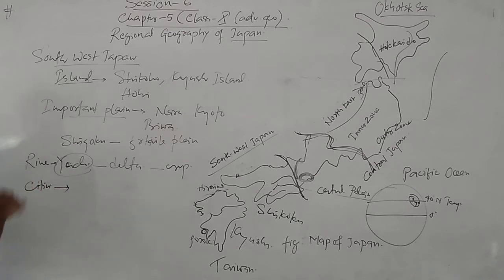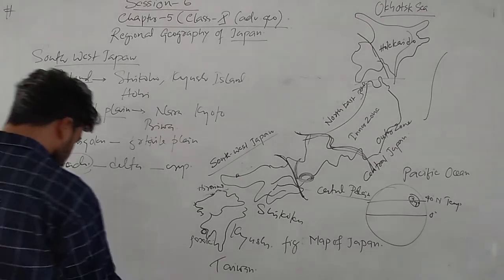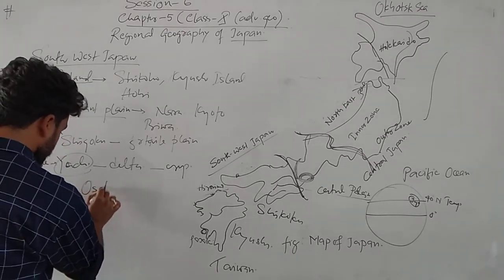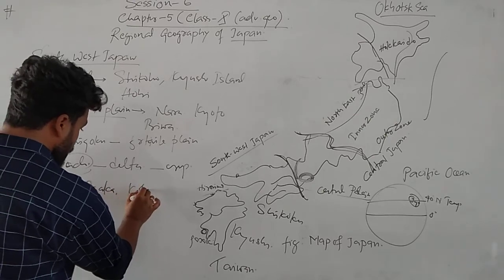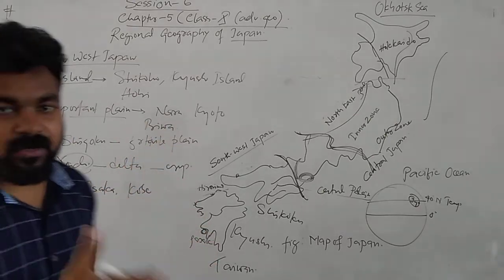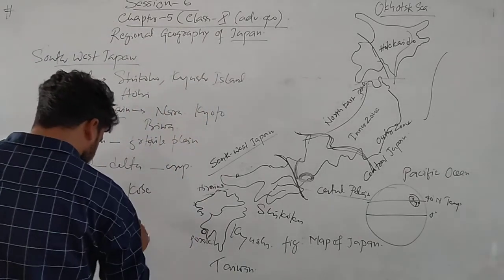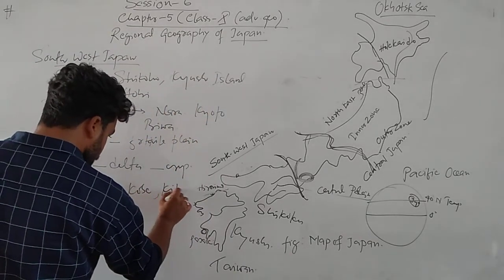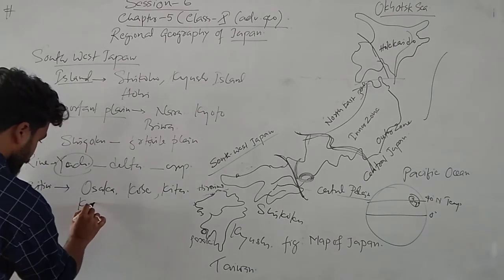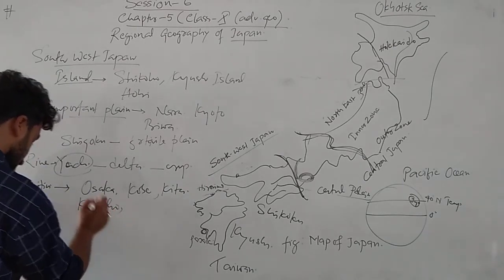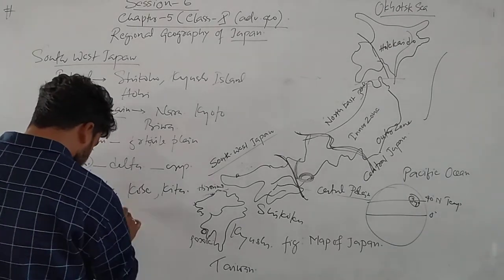Again, important cities we will see here. What are the different cities of Japan? Osaka, Kobe. We'll get there in the next session. Osaka, Kobe is the most important industrial region of Japan. Kita, Kyushu, Sakai, etc.